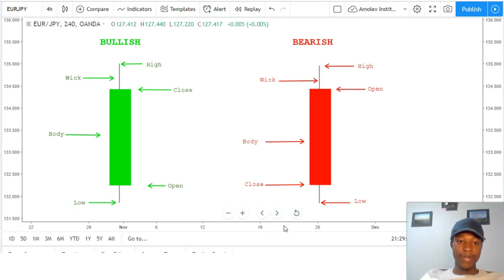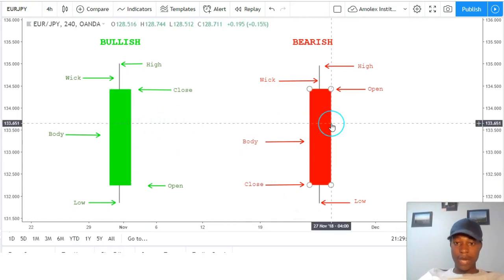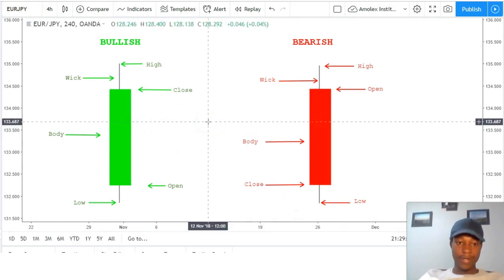So today we'll be discussing the candlestick, the different components and what they mean, right? Here on the screen I have two different candles. As you can see, we have our bullish candle and our bearish candle. I'm going to discuss these different components.